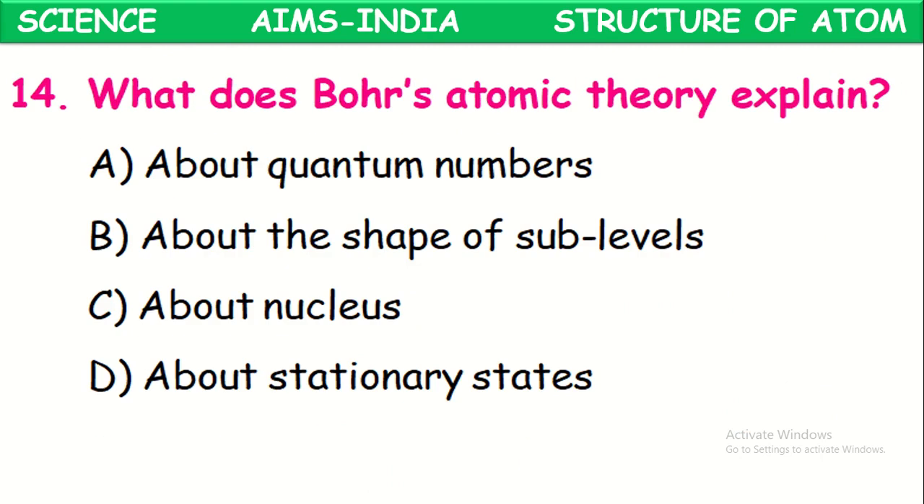Next, what does Bohr's atomic theory explain? What is it explaining about? It is explaining about stationary orbits. The electrons are revolving around the nucleus in fixed orbits, which are called stationary orbits, because until and unless electrons are revolving in the same orbit, they neither gain energy nor lose energy. That's why these orbits are also called stationary orbits. It was explained in Bohr's theory.